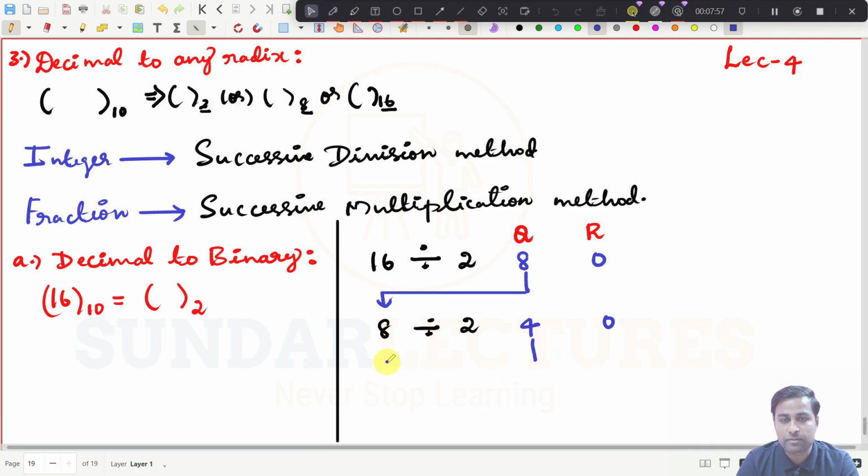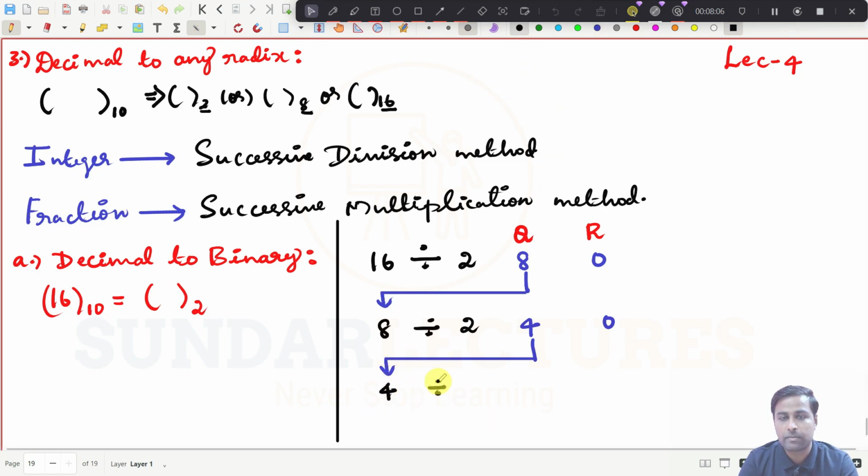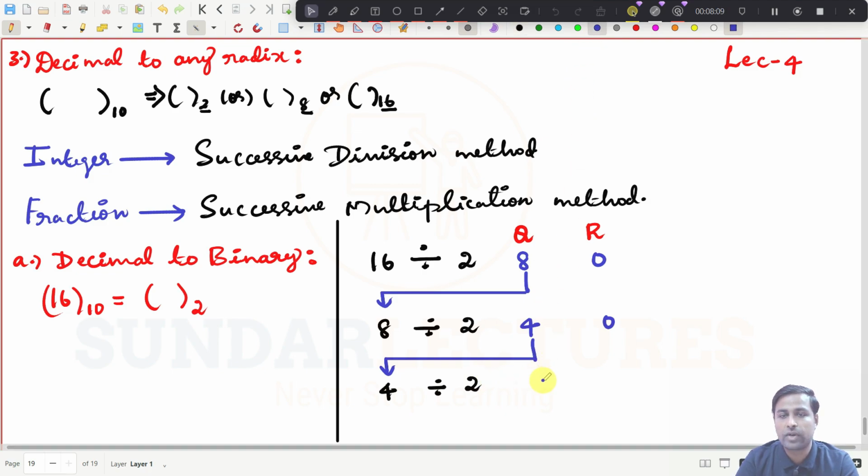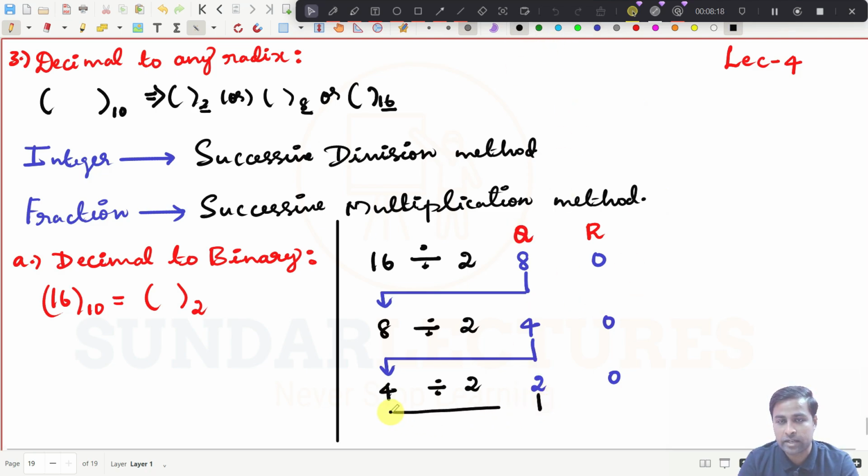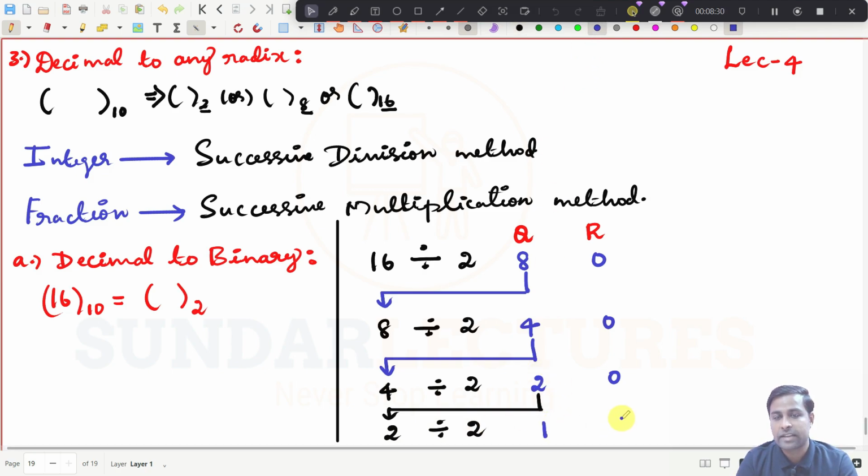Again you take only this part to the next one, and this is 4 divided by 2. Again you will get quotient 2 and there will not be any remainder, so put 0. Take this to the next part: 2 divided by 2, you will get obviously 1, and there is no remainder. You cannot divide this 1 by 2, so you have to stop here. This is the final point.